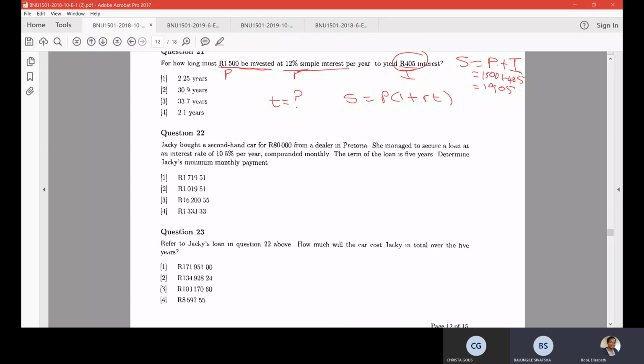Now substitute into the formula and calculate for T, or make T the subject of the formula. So coming back, substituting the values, our S, which is our future value, is 1,905. Our present value is 1,500 times 1 plus our rate, which is the interest divided by 100, which is 0.12. So our rate is 0.12. And T is what we're looking for.